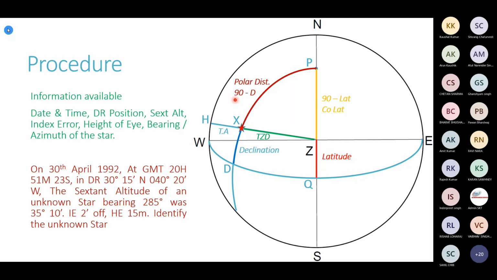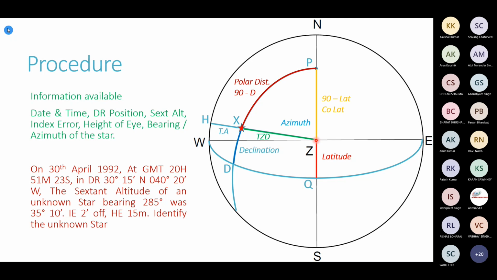It is equal to 90 minus declination, and this is what we call polar distance. So P is the pole, X is the celestial body, and PX arc represents the polar distance. It is also the third side of our PZX triangle. So all the three sides of the triangle are now identified. Let's now move on to the angle Z of this triangle.